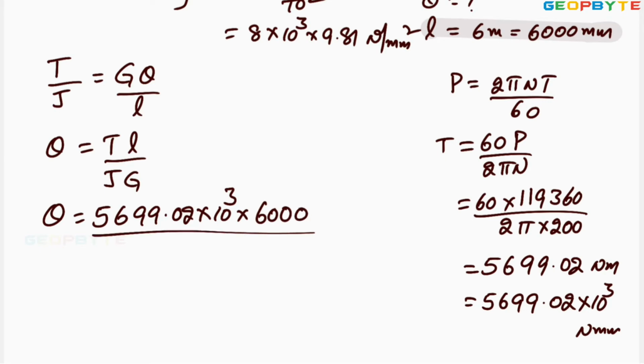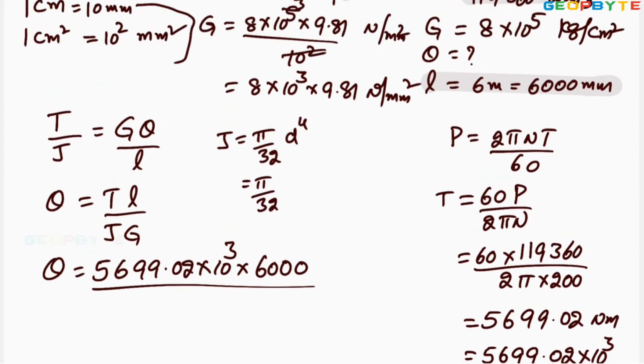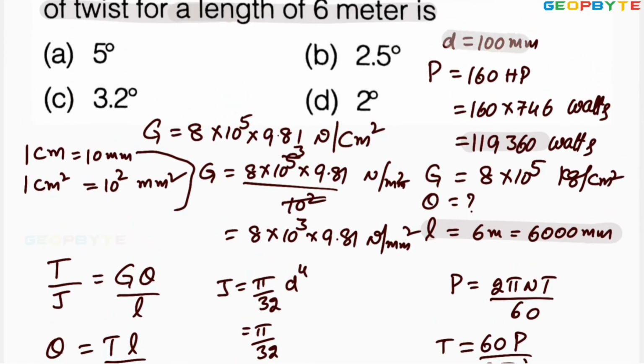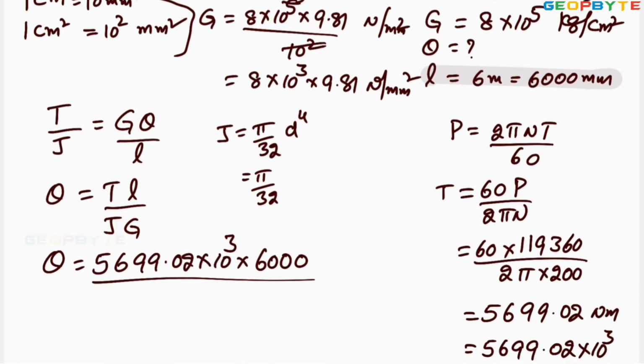divided by J, equal to pi by 32 into d power 4. Pi by 32 into, what is the d value? D given is 100 mm. D is 100 mm. So D 100 whole power 4. The J value is 9.817 into 10 raised to 6.